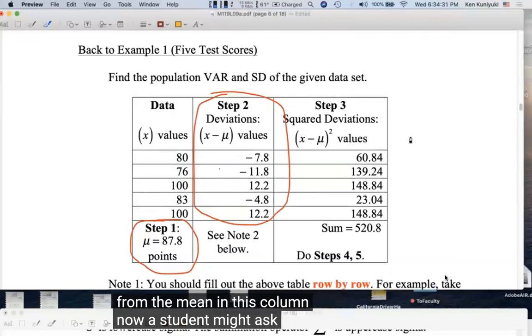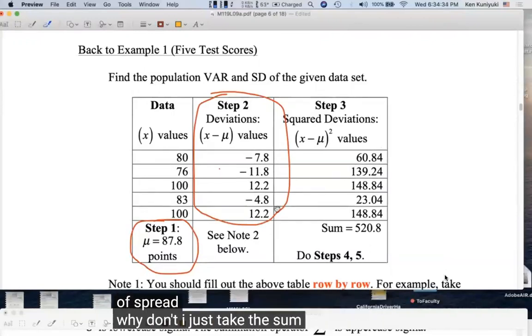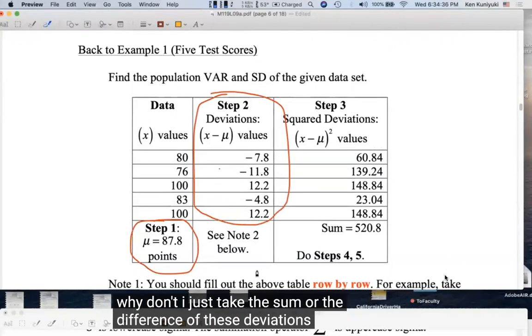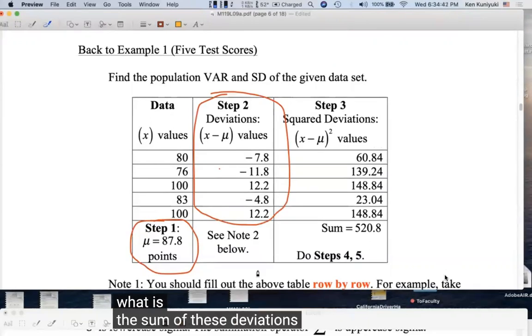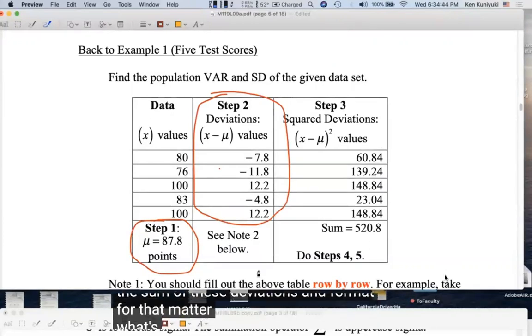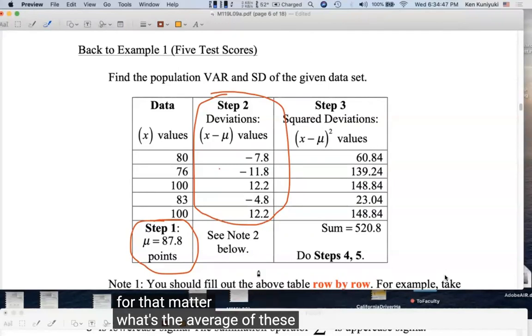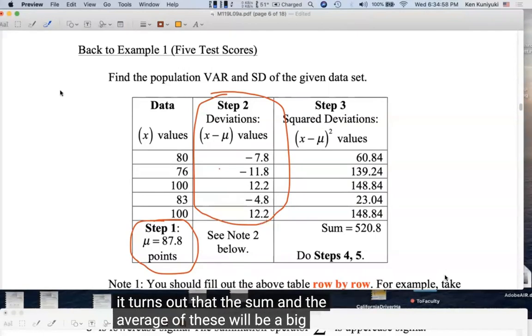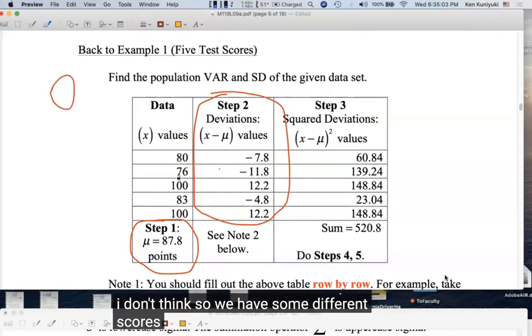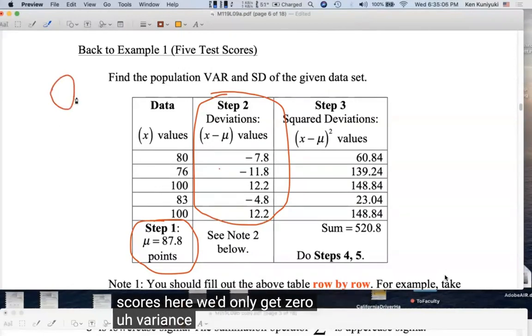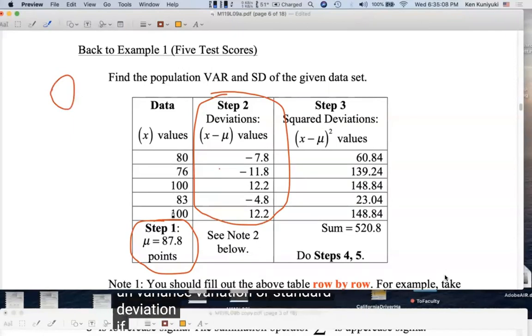Now a student might ask, as a measure of spread, why don't I just take the sum or the difference of these deviations? Well, try this out on your calculator. What is the sum of these deviations? And for that matter, what's the average of these deviations? It turns out that the sum and the average of these will be a big ol' 0. How's that for a measure of spread? I don't think so. We have some different scores here. We'd only get 0 variance, variation, or standard deviation if these are all the same score.